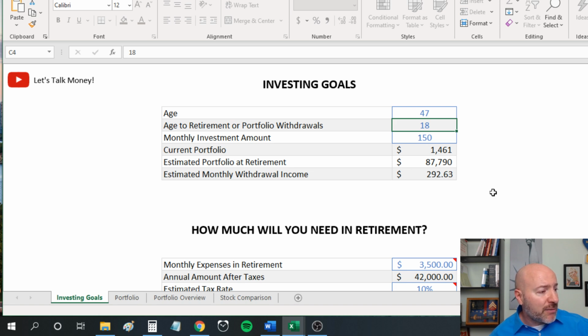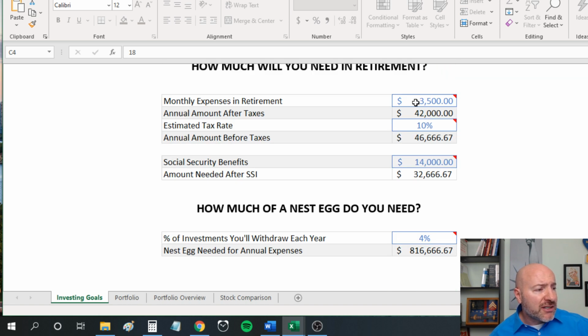and estimated monthly withdrawal income. It says he needs $3,500 in retirement. I estimated 10% on taxes and the Social Security benefits. So you can kind of play around with this. This says he needs about $800,000 by retirement to live on that 4%, to get that $32,000 a year in retirement to cover his expenses.